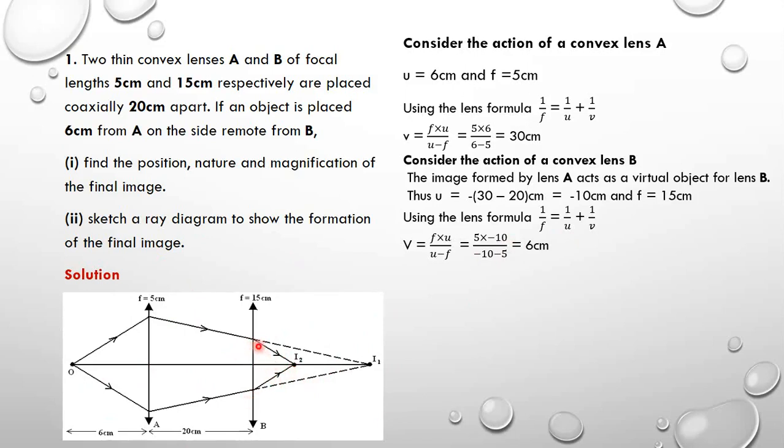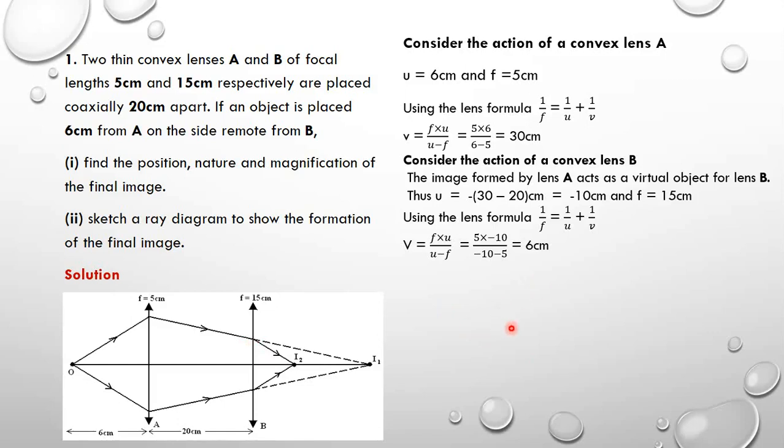Because I know that when the ray reaches this converging lens, it's going to converge, and the image is going to be formed, and it's going to be a real image. Even the calculation is showing us this is going to be real because this is positive. So the final image is going to be 6 centimeters in front of the lens, the convex lens B.